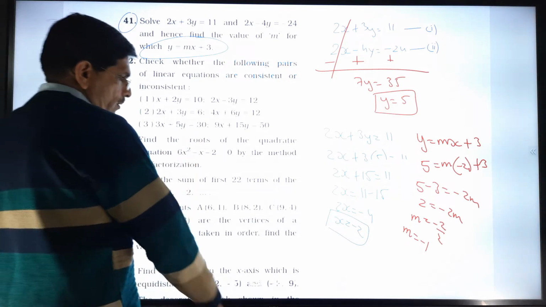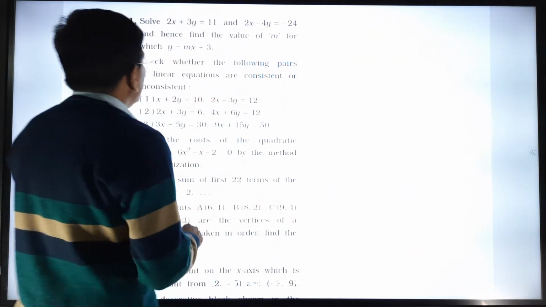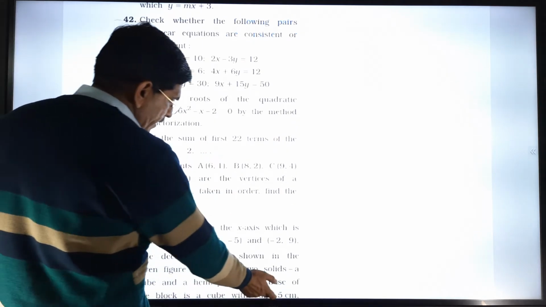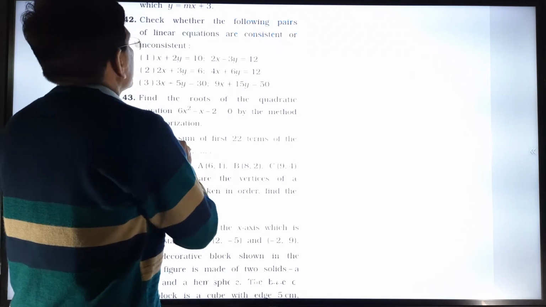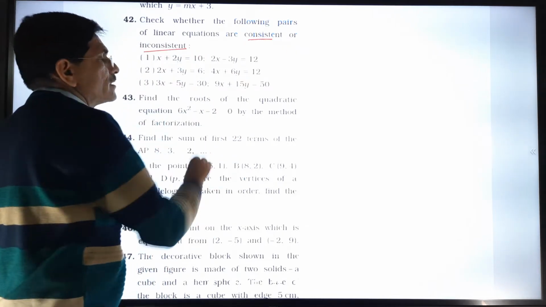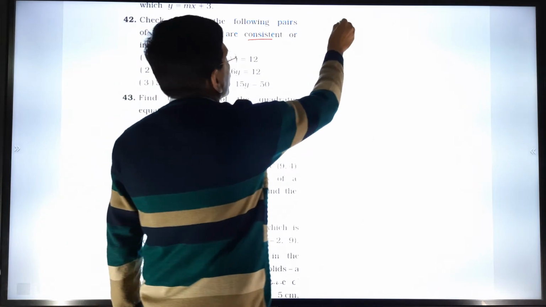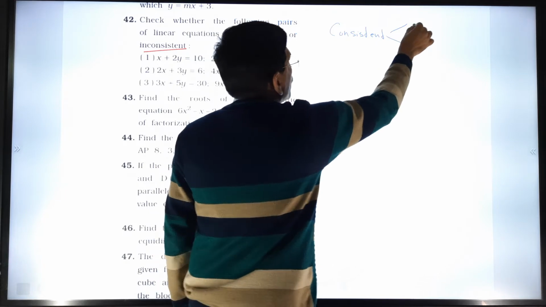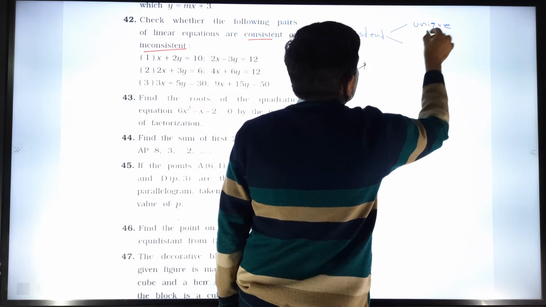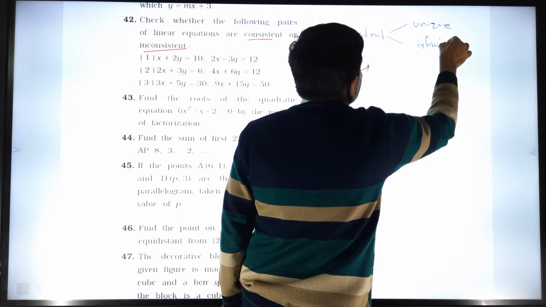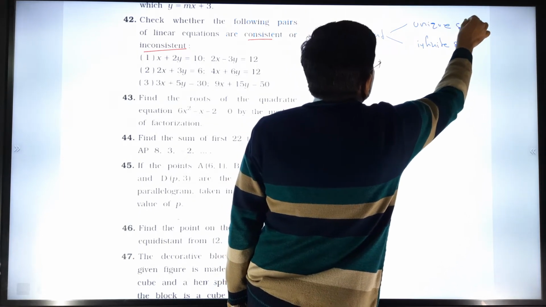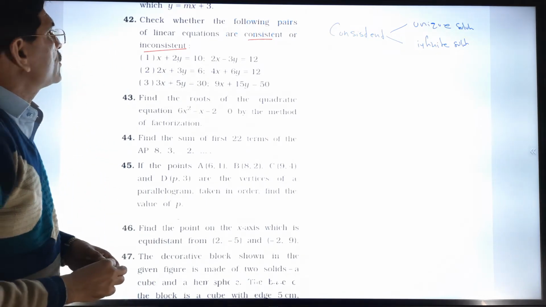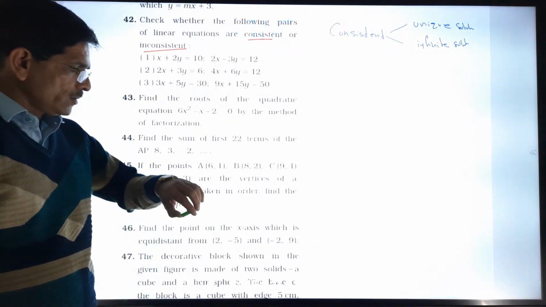So now we go for the next sum. That is question number 42. It's an easy question. We just have to write whether it is consistent or inconsistent. So we know the meaning of consistent. What is the meaning of consistent? That is unique solution and infinite solution.